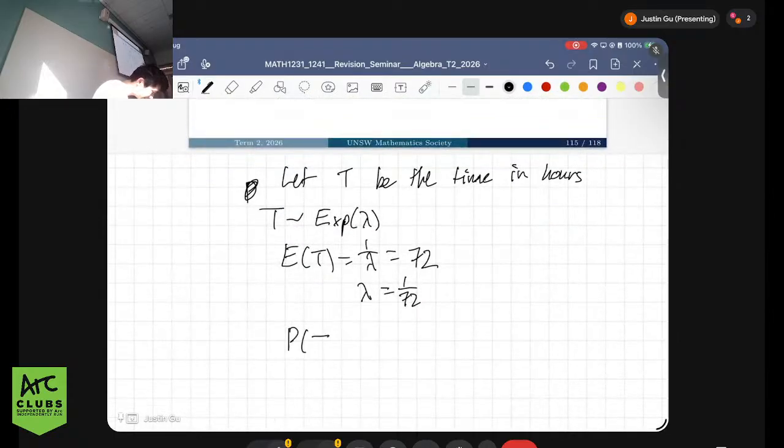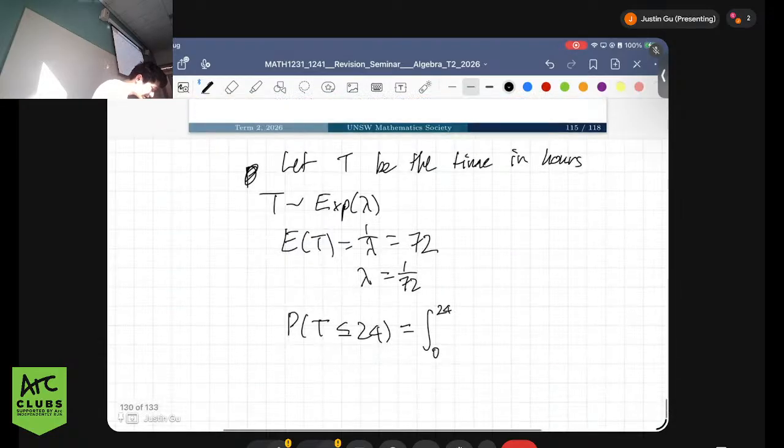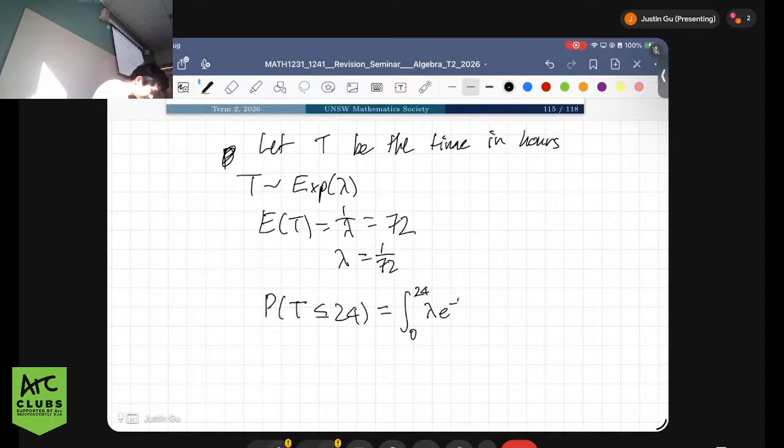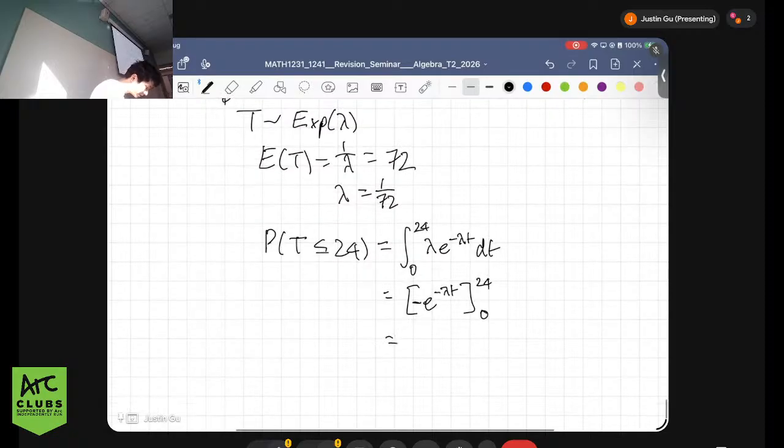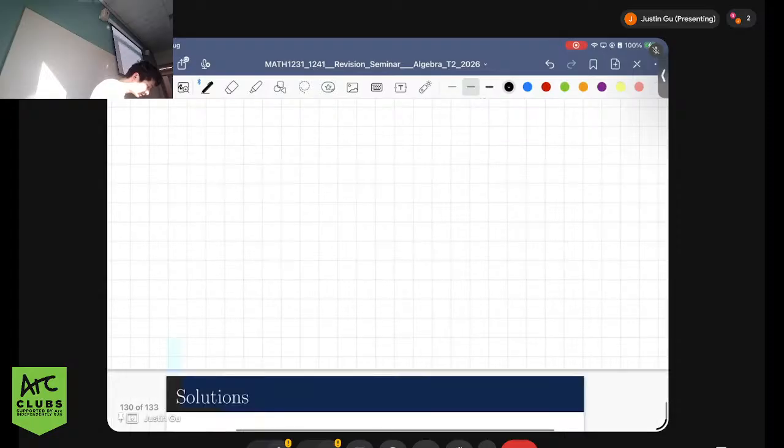And we want to find the probability the criminals are caught within a day. So the probability t is less than or equal to 24 is going to be equal to the integral from 0 to 24 of our probability density function, which is lambda times e to the negative lambda t dt, which is going to be negative e to the negative lambda t evaluated at 24 and 0, which is 1 minus e to the negative 24 on 72, which is 1 minus e to the negative 1/3, which is about, let's see, 0.23.